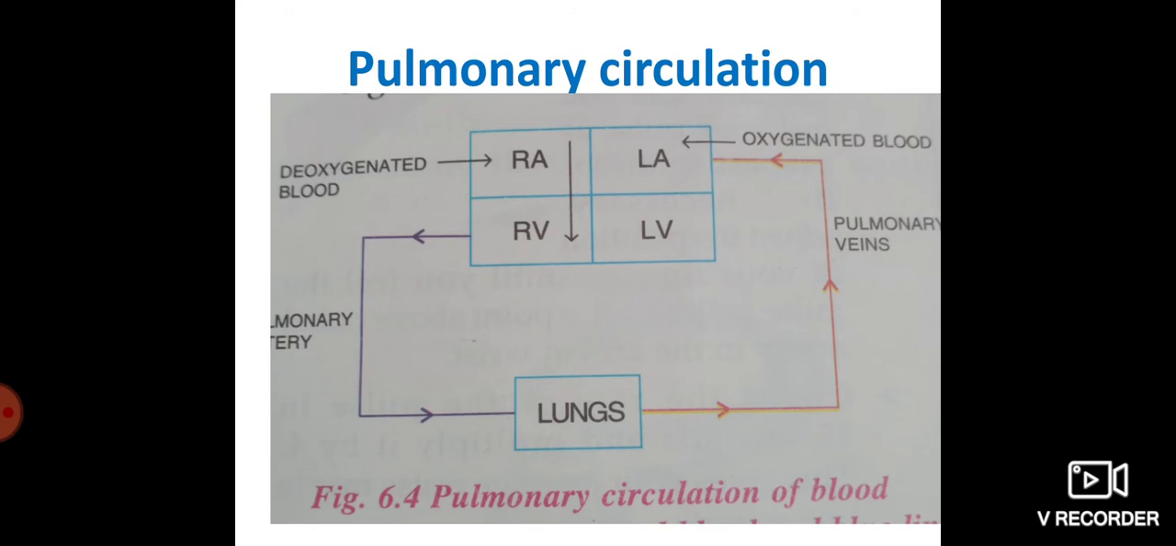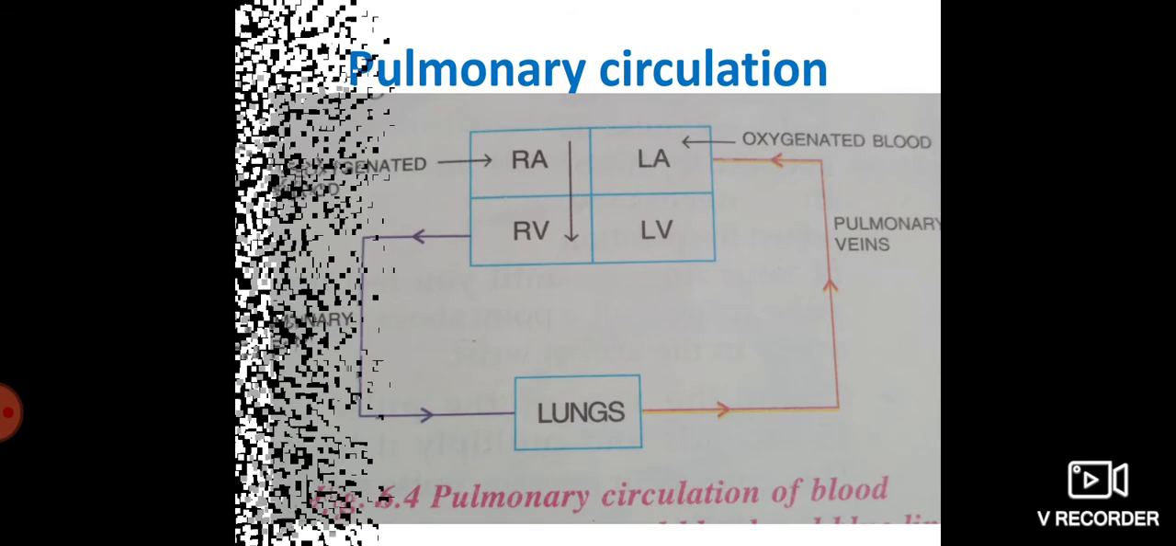From the lungs, oxygen is added to the blood, that is, oxygenation takes place. That oxygenated blood from the lungs is taken by the pulmonary vein. So the pulmonary veins carry oxygenated blood from the lungs to the left side of the heart, first to the left auricle, and from the left auricle to the left ventricle. This circulation is called pulmonary circulation. Okay, students, clear? You have to study this thoroughly. This is the pulmonary circulation.